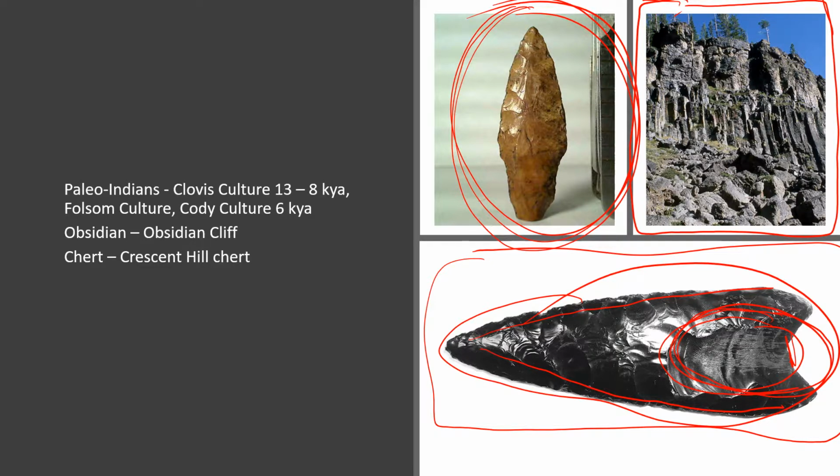There's also another material that's found in Yellowstone, which was important for these Paleo-Indian and pre-Columbian Native American tribes for manufacturing stone tools and stone points for implements. It's a material called chert, and there's a formation, an outcrop of chert in the northern region of Yellowstone National Park, called Crescent Hill chert, and chert from this formation has been found throughout the region as well.